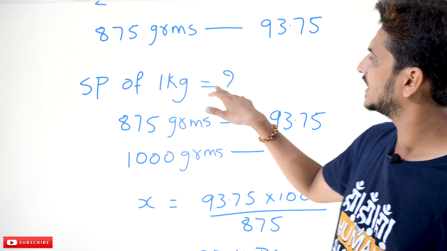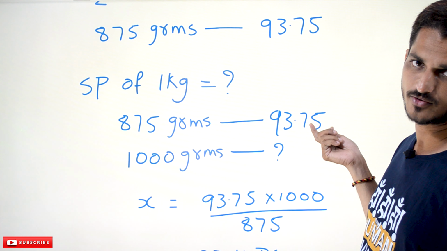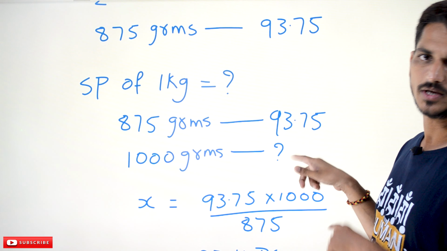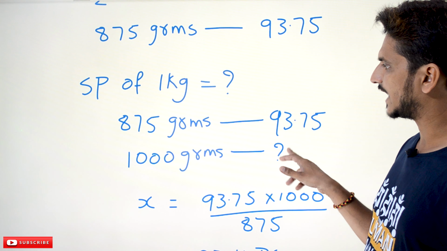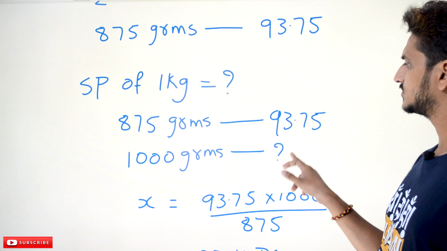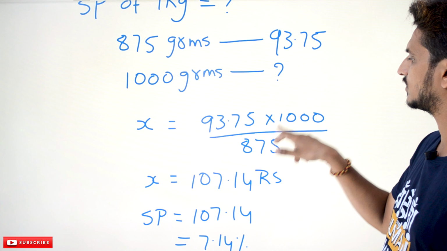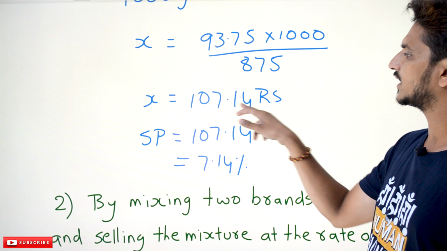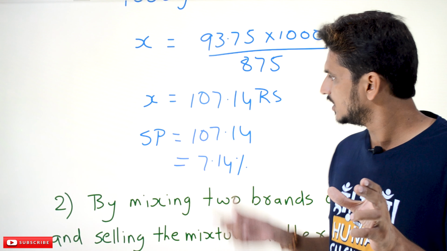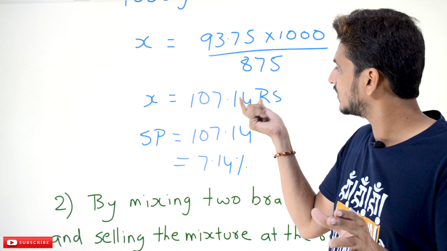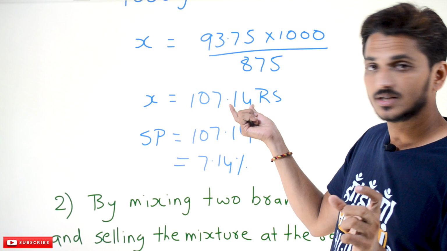So what is the selling price of 1 kg? It's very simple. 875 grams he sold for 93.75 rupees. For 1000 grams, how much? This is basic mathematics. Assume x for the other side, so x is equal to 93.75 multiplied by 1000 divided by 875. X is equal to 107.14 rupees. So for 1000 grams, you are going to sell it for 107.14 rupees. But the actual cost price is 100. What is the percentage of profit?